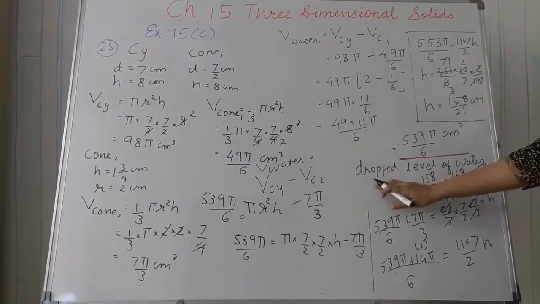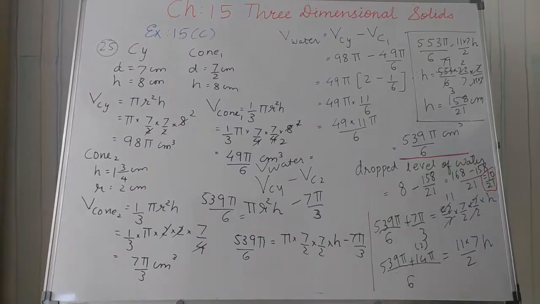And then last I found dropped level of water. How? The original height 8 minus the reduced height, that is 158 by 21, substituted. So I get 10 by 21 centimeter as our final answer. So students, here I completed chapter 15. All three exercises A, B, C you can see anytime.